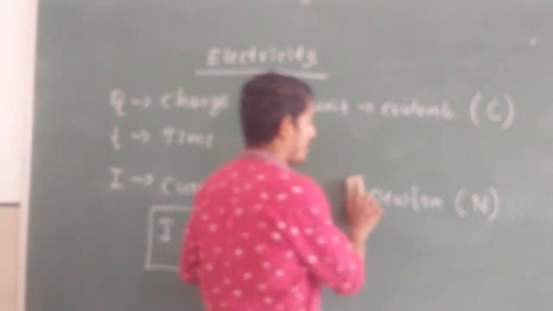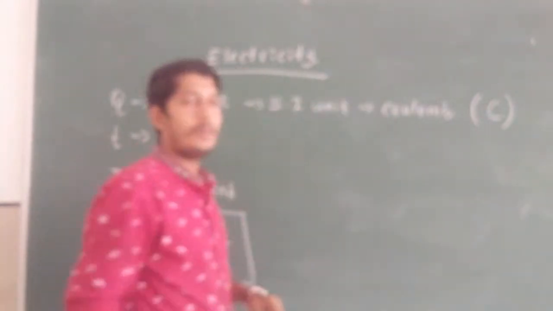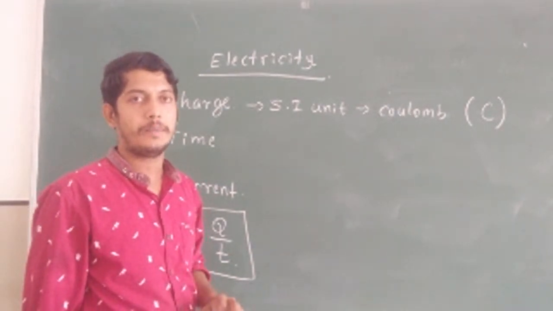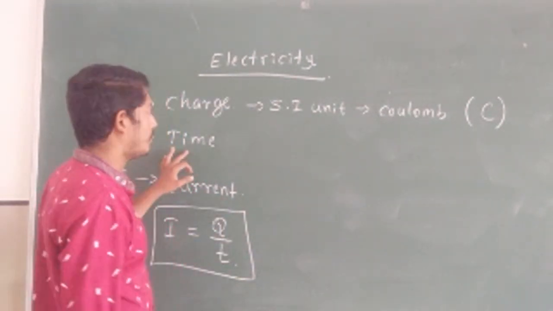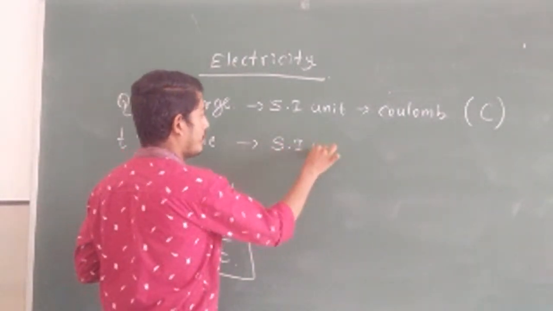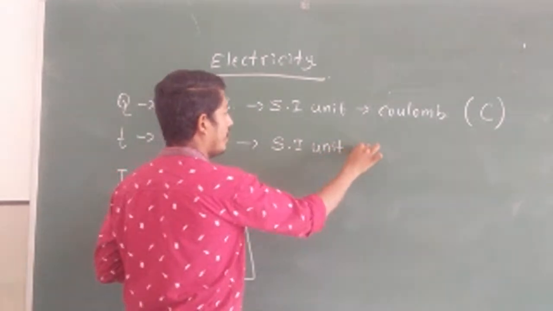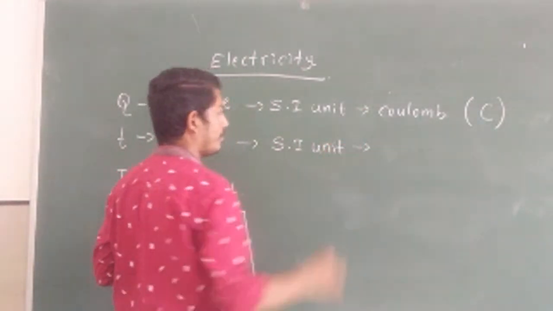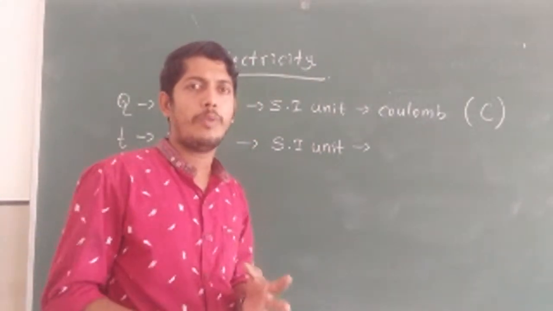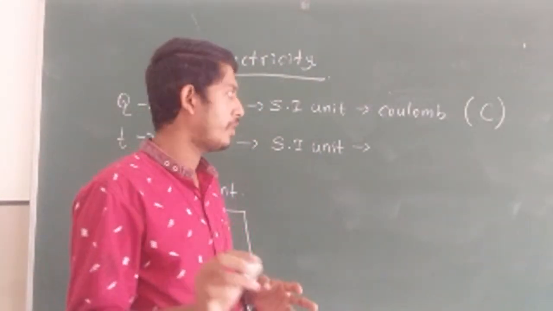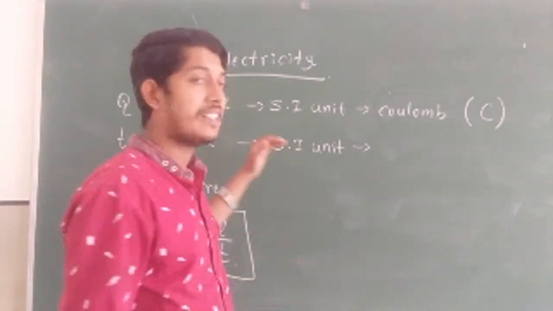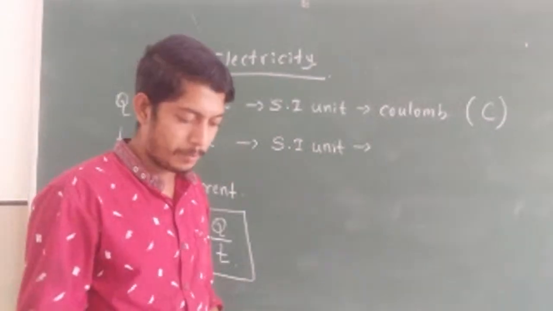So now the SI unit of charge is coulomb, and it is represented using a capital letter. And then next, time. So what is the SI unit of time? Comment fast. Should it be written with capital letters or small letters? What is the exact method of representing the SI unit of time?